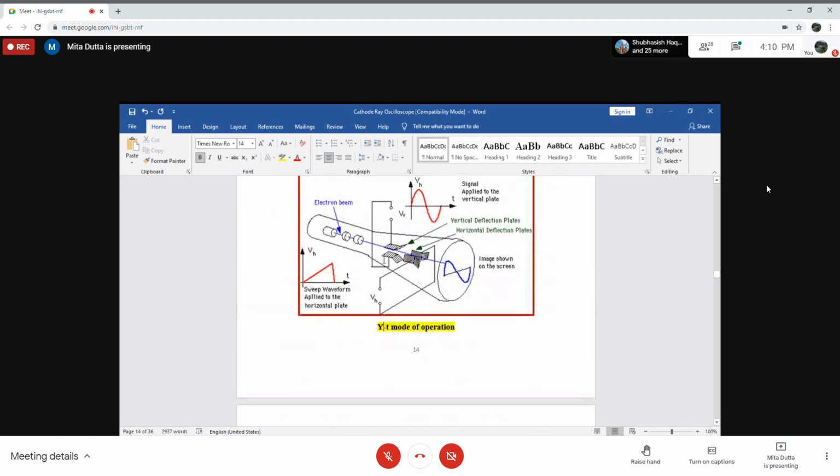So the horizontal amplifier works in two ways, either YT mode or XY mode. In YT mode, it will display the amplitude versus time curve of a signal, and in XY mode, we will represent one signal versus another signal. Is it clear how the horizontal amplifier works in YT mode and XY mode?